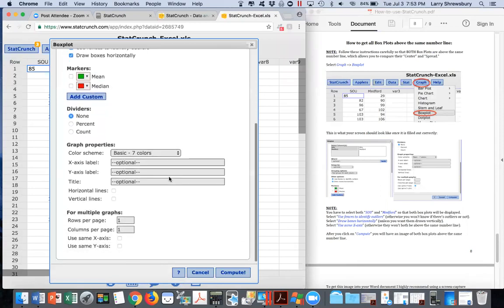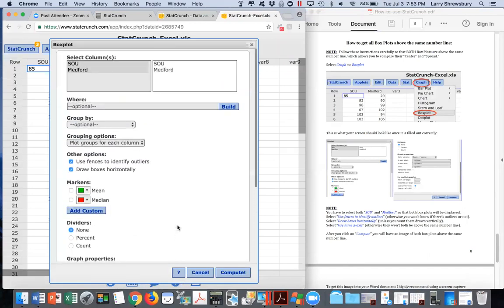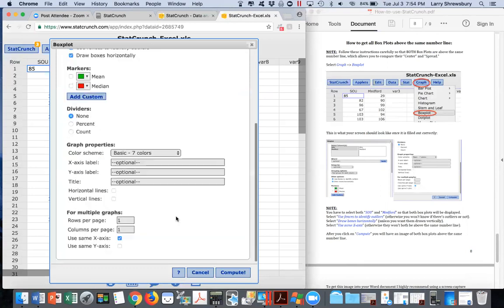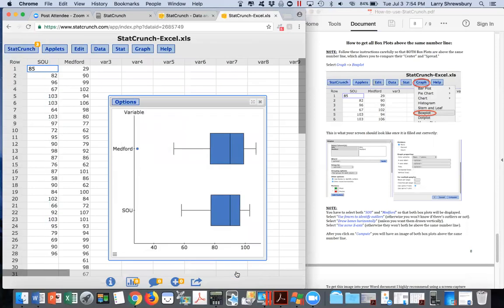And going down here now, you'll see this over here. Now, this is important. Don't miss this. It'll really mess things up if you do. Use the same x-axis. That's what gets both box plots over the same number line. So that's very, very important that you have that. Checking that is probably the most important thing after selecting these 2. You don't really have to draw them horizontally, but you definitely need to use fences. But that's turned on by default. All right, so with all of that, click on compute. And if they're both over the same number line, you know you did it right.